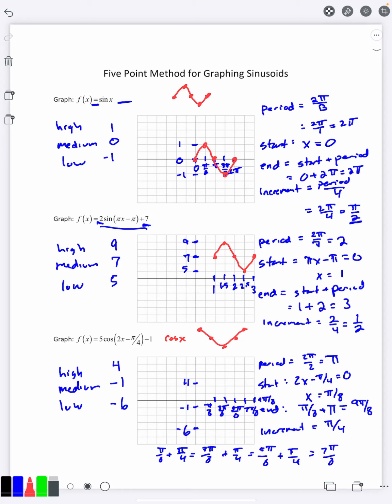And once you have your grid set up, cosine starts out at high, medium, low, medium, high. And there is my graph of one period of cosine.